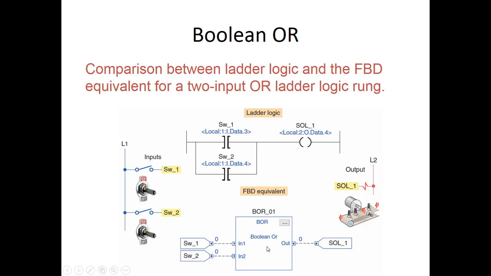Okay, so that is a function block. Once again, if you're a technician, you just look at what's going on with the inputs to see if you're getting what you want on the outputs.